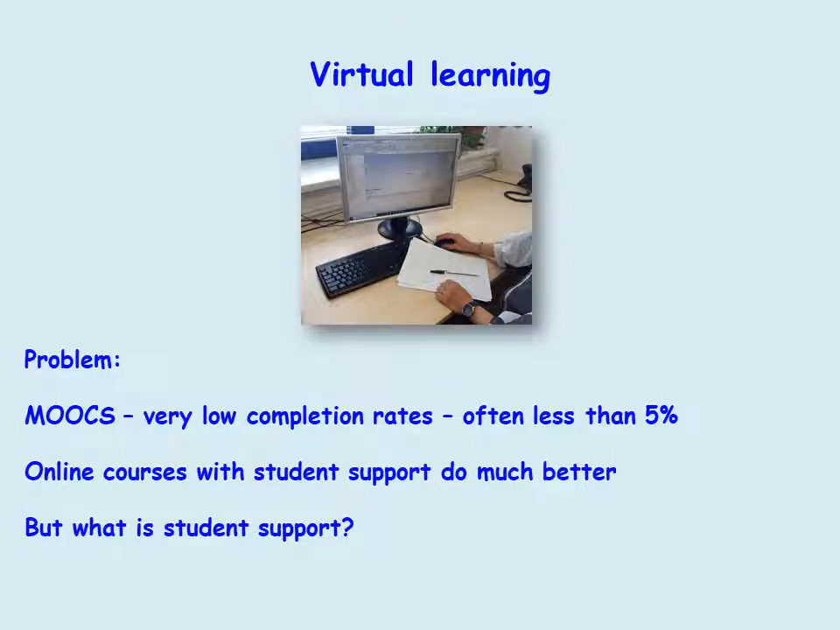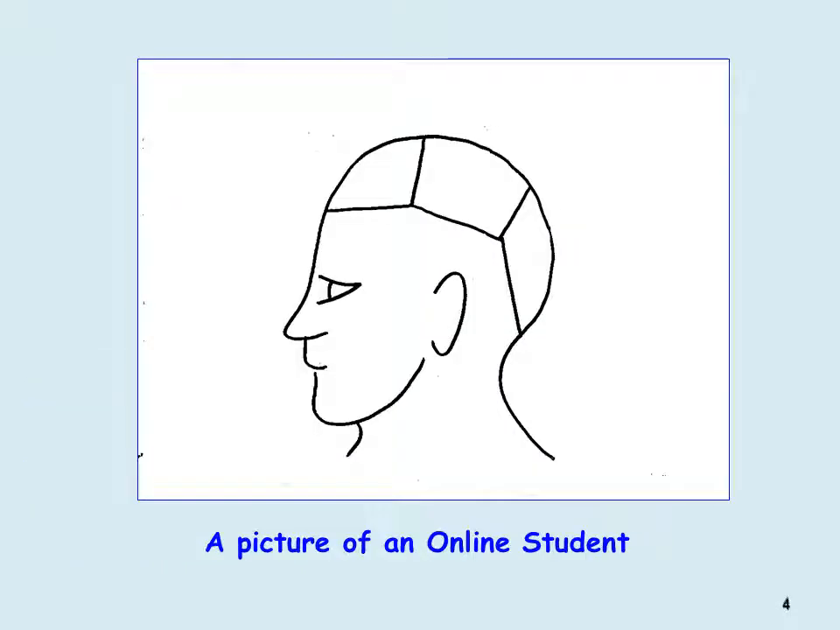The problem with MOOCs is that they have very low completion rates, often lower than 5%. Online courses with student support do much better, up to 50% or more. So, what is student support and how does it work? Let me start with the most important person in our system, that is our online student. Here's my picture of our online student.